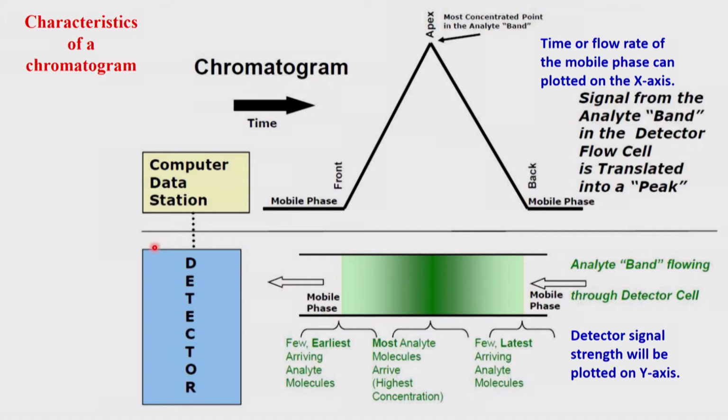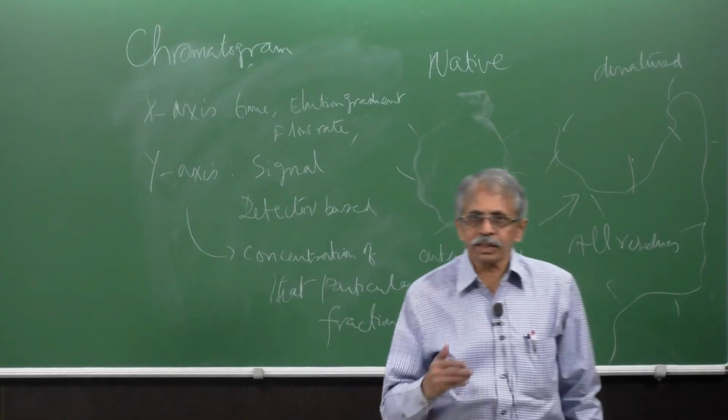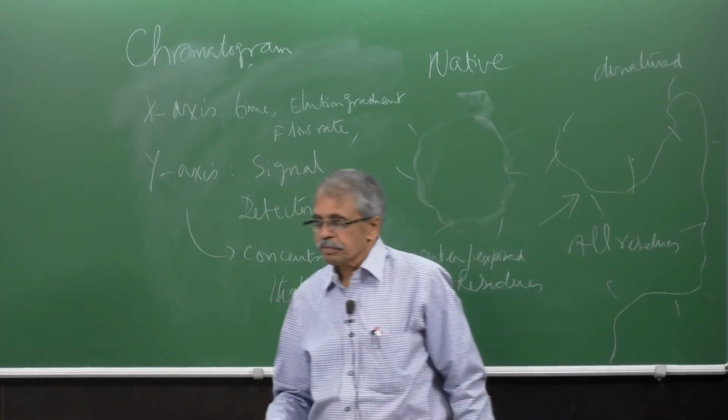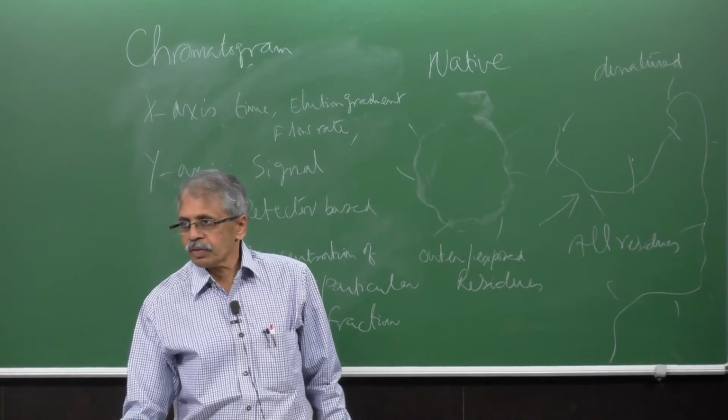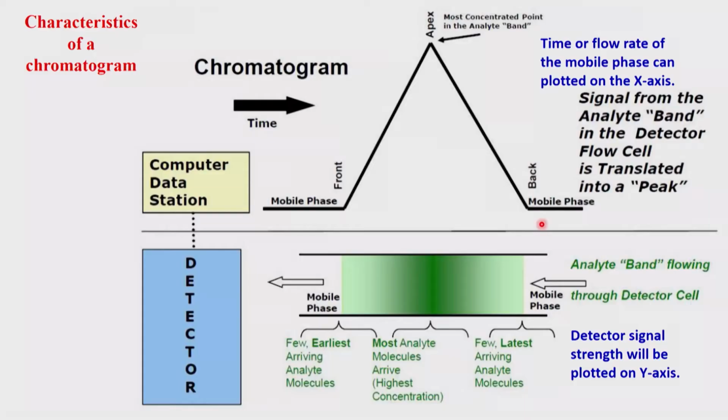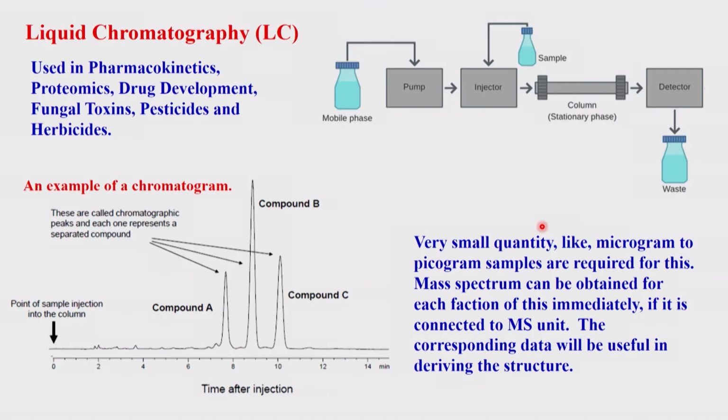And whatever is coming goes through the detector, and the detector gives you the signal. The signal is connected to your computer, and the computer will make the data, and the data will be used for making the plot. And the plot is referred to as the chromatogram. I hope that is clear, what a chromatogram is, what chromatography is, etc.